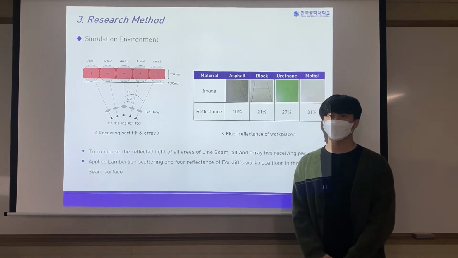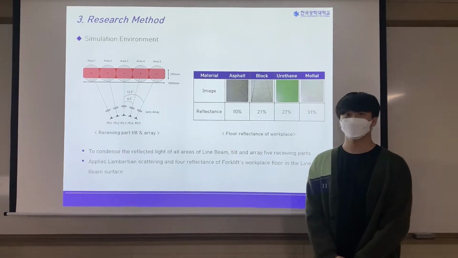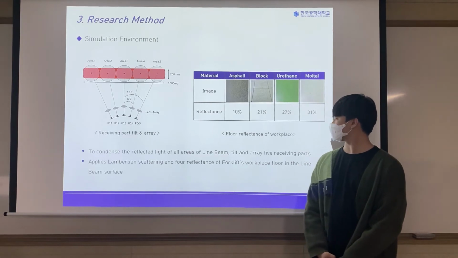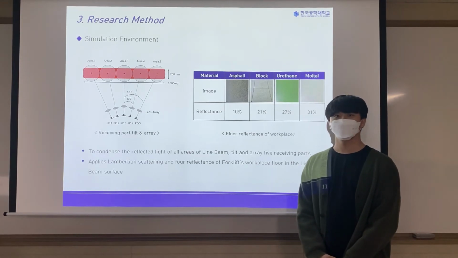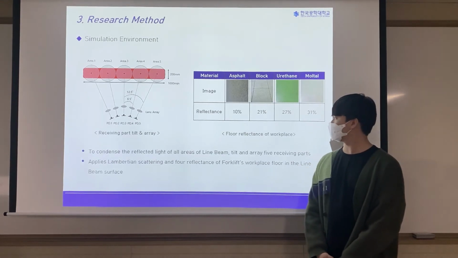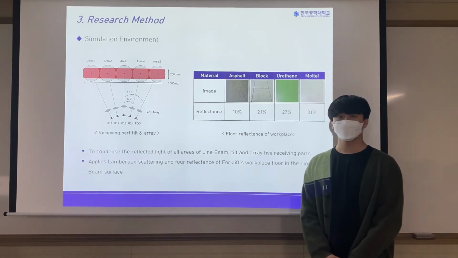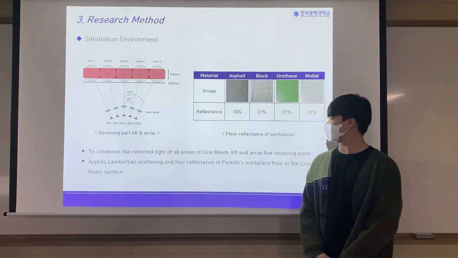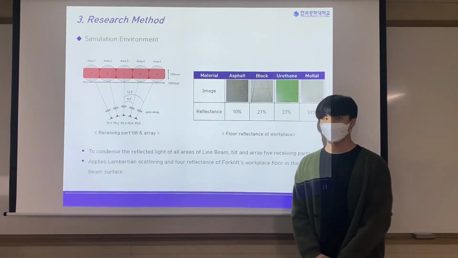The table on the right shows 4 types of floor materials commonly used in forklift work environments, and it shows reflectance according to the material. When implementing the simulation environment, the reflectance of the 4 types of materials and Lambertian scattering were applied to the irradiation surface.